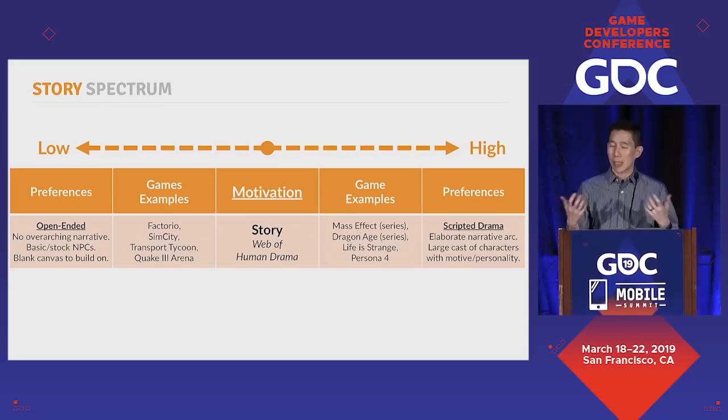On the other hand, gamers who score low on story tend to not be interested in character-driven narratives and stories. In fact, they tend to go for games that don't involve people altogether. So games like SimCity, Transport Tycoon, that focus on non-people entities, or games where characters are just pawns to accomplish goals rather than characters with their own motives, histories, and backstories.